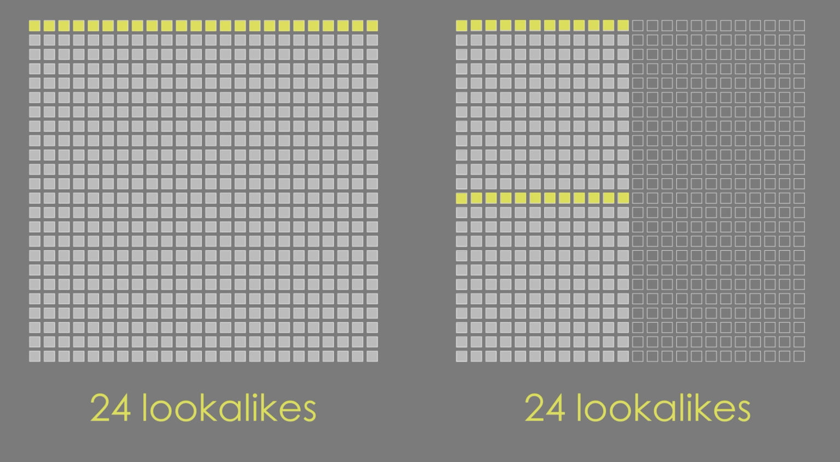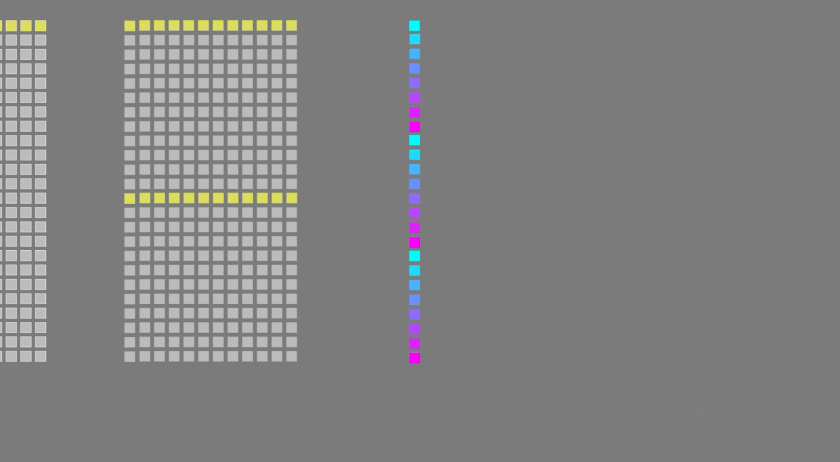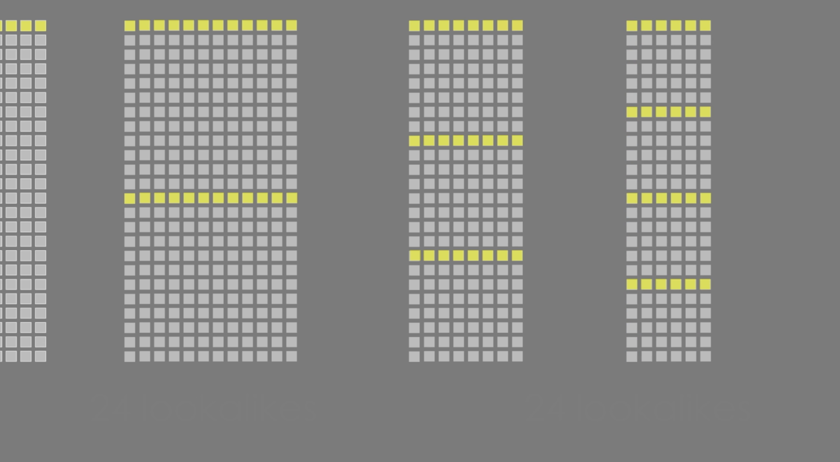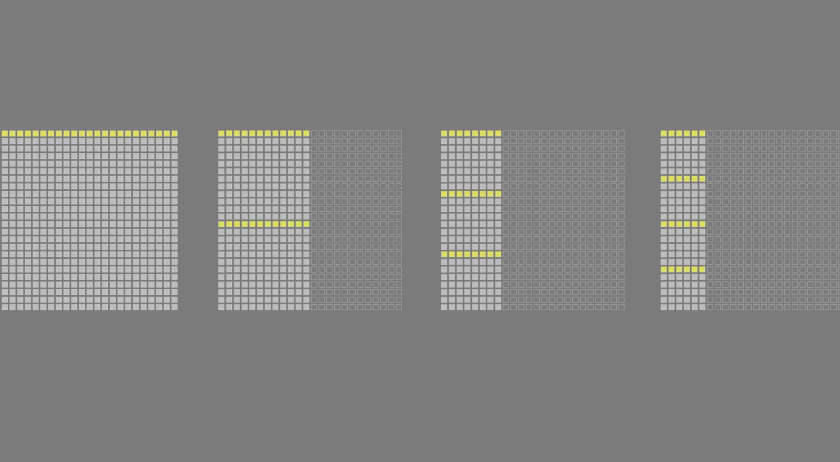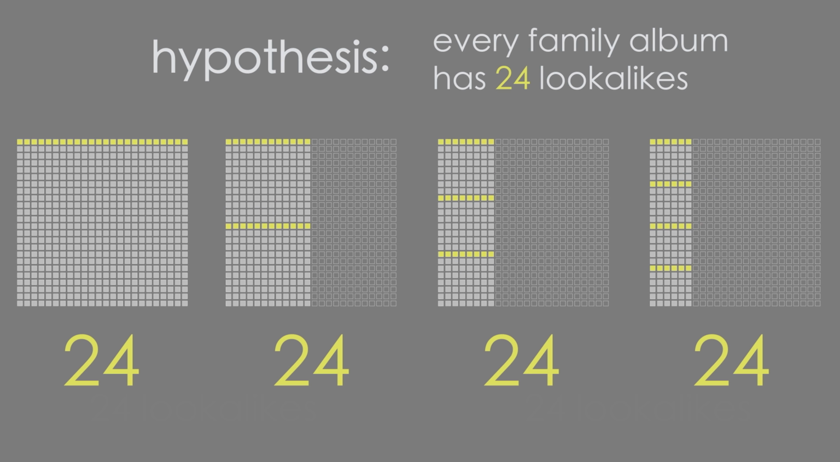A similar kind of rebalancing would happen with any number of lookalikes. 3 lookalikes means 1/3 as many columns, but 3 times as many lookalikes per column. 4 lookalikes means 1/4 as many columns, but quadruple the density of lookalikes per column. That is, in theory at least, we're predicting that every family album should contain 24 lookalikes. Let's see how this looks in practice.